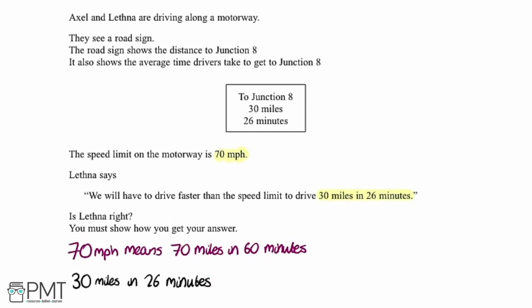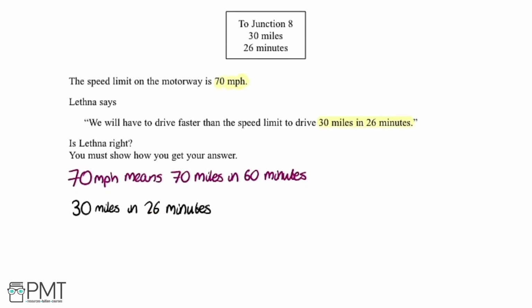To work out what this is in miles an hour, we need to change this to say in 60 minutes, because it's in miles per hour. So we need to work out what you multiply 26 by to get to 60. And we can do that by dividing 60 by 26. Because it's a calculator paper, we can just put that into the calculator. And because it's a long decimal number, I'm just going to write it as a fraction. So we've got 30 over 13. This means if we times 26 by 30 over 13, we get 60.